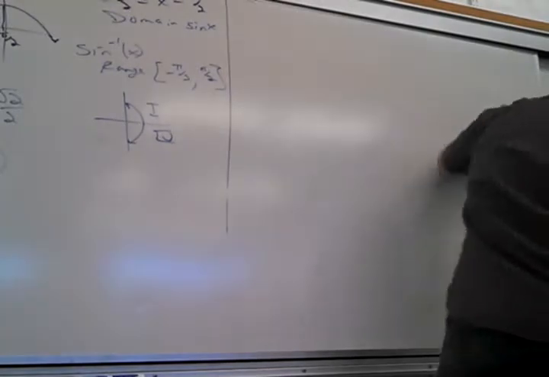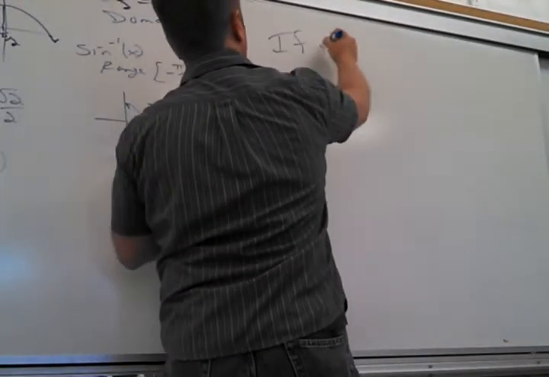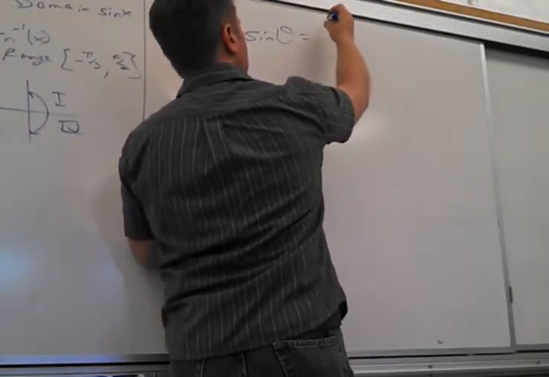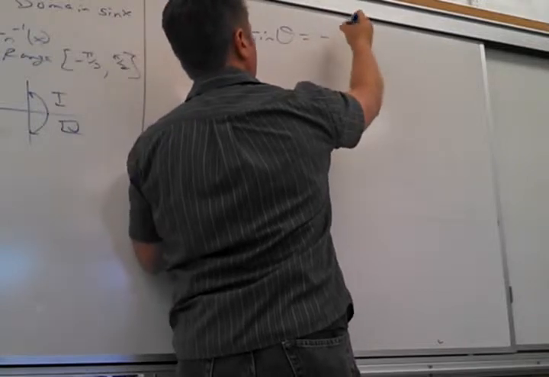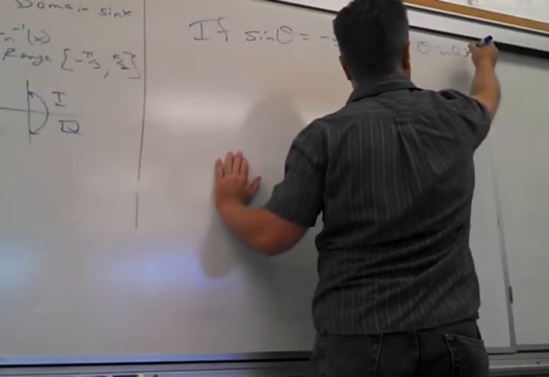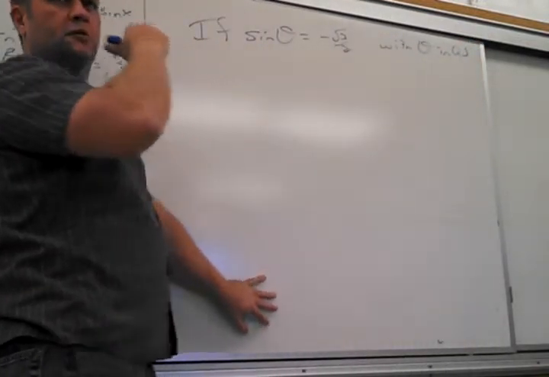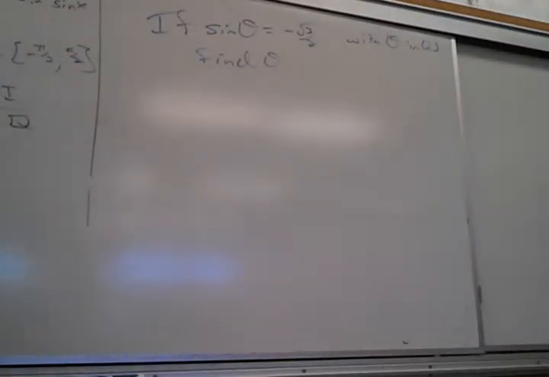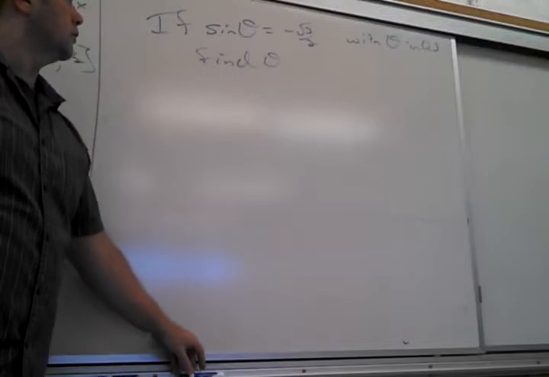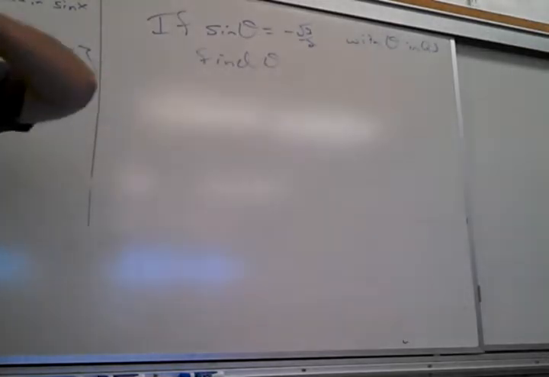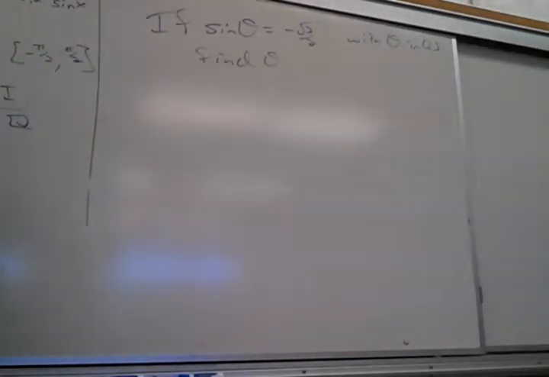So here's a problem I might give you, a very basic problem. If sine theta is negative root 3 over 2 with theta in quadrant 3, find theta. So let's see, try to do that. Maybe keep it in degrees for right now.